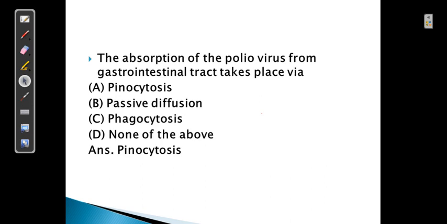Second one is absorption of poliovirus from GI tract takes place via option A pinocytosis, option B passive diffusion, option C phagocytosis, and none of the above. So correct answer is pinocytosis.